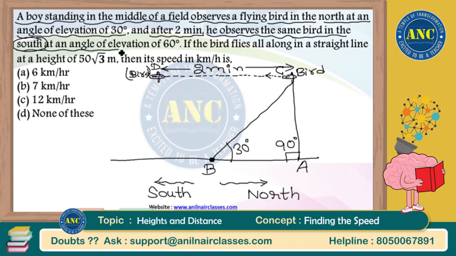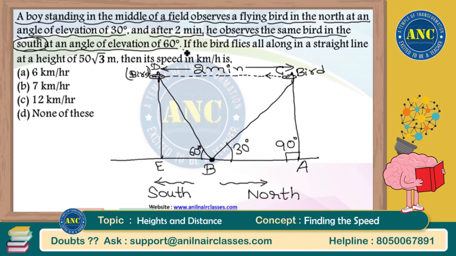The angle of elevation is given as 60. The boy is seeing the bird like this right now. The angle of elevation is now nothing but 60 degrees. I hope the question is very, very clear. Let me call this point as point E.